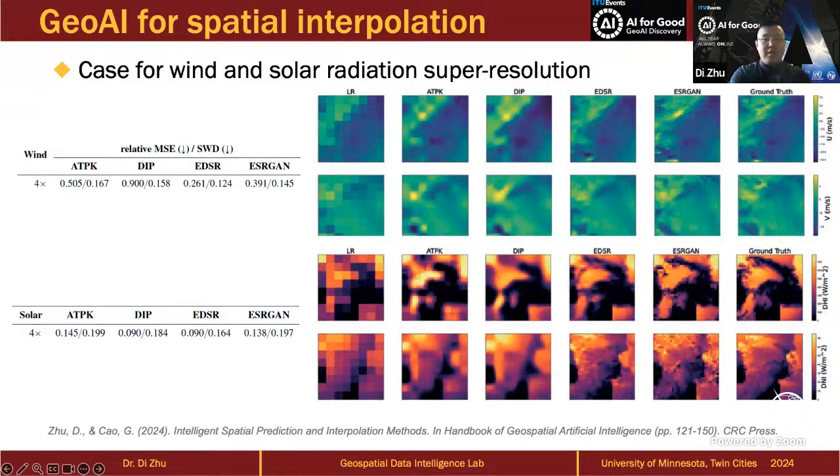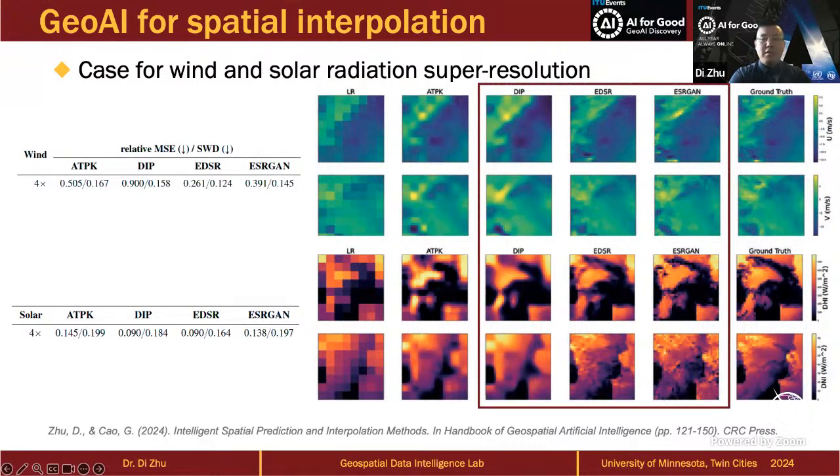And we provided in this chapter an empirical case on the super resolution of wind and solar radiation, where you go from a lower resolution image to a high resolution dataset. As you can see here, some of the GeoAI-based methods, especially the generative AI methods, are getting more realistic and accurate results compared to the traditional one, like this area-to-point kriging. They have more detailed spatial patterns and higher prediction accuracies.